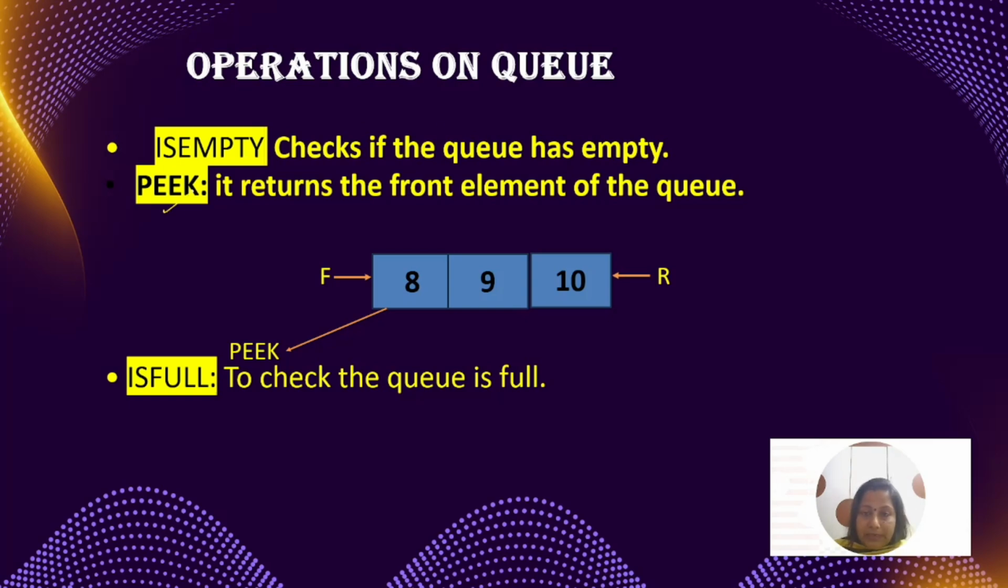And what is the meaning of peek? The peek is the same in stack and queue. Whatever is there as the top element will be the peek. So the front element is the peek of the queue. Clear? And if full, what does it mean? It checks whether the queue is full or not. If you want to add any element, it should not overflow, so that time you have to check whether the queue is full or not.